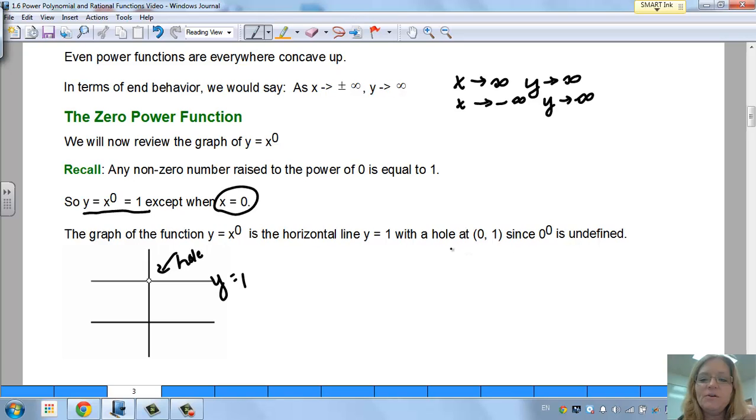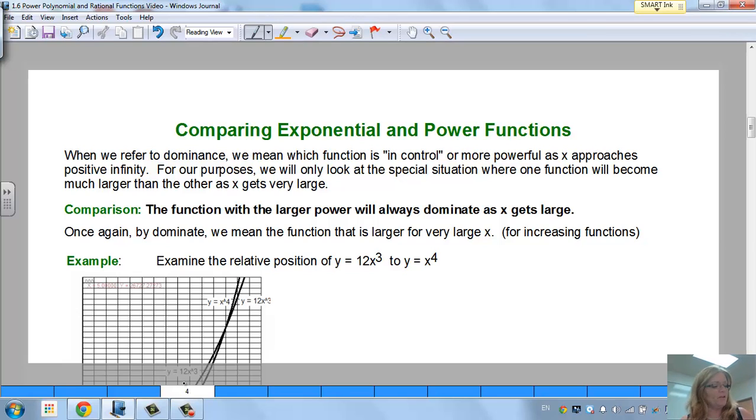But 0 to the 0 is undefined, so there really is a hole there. You'd have to really go very closely to see that, but it's a straight line of y equals 1 except for that hole at (0, 1). Okay? Now because you learn better by comparing, let's compare exponential and power functions.